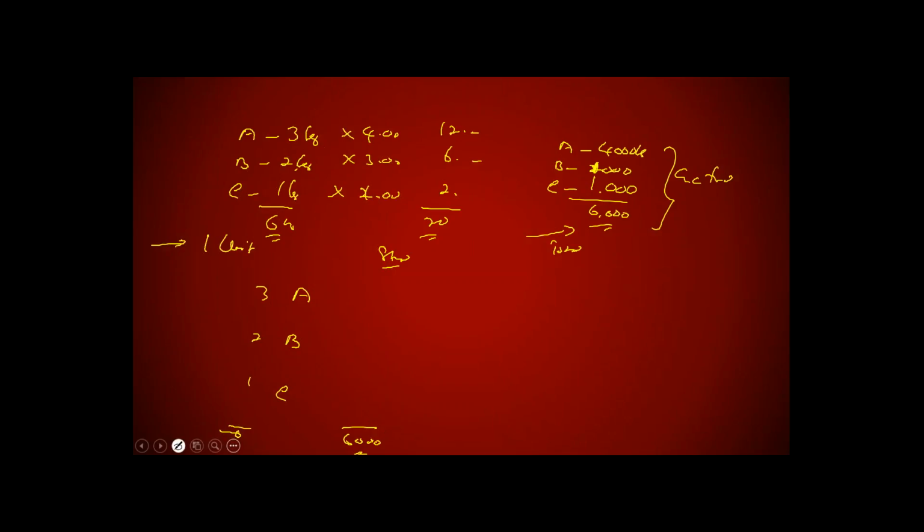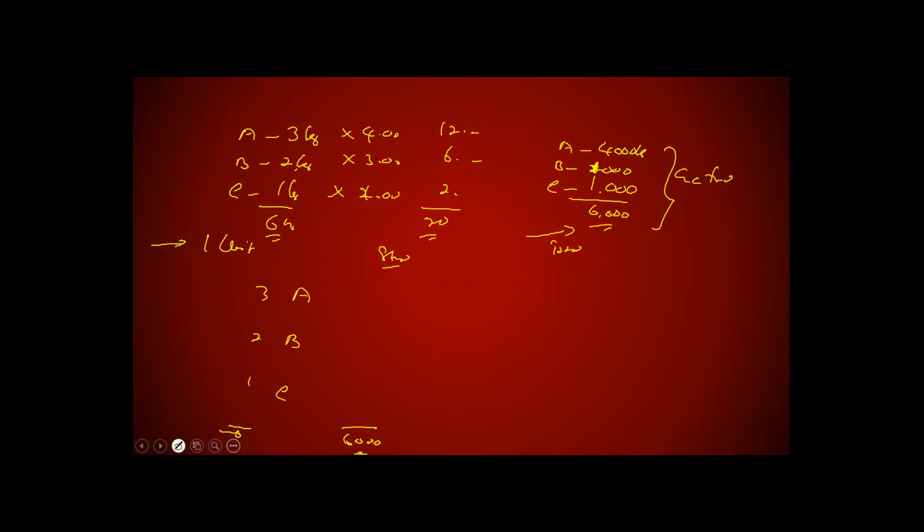If you put 6, you need 3 kilograms of A. If you are putting 6,000, how many kilograms of A will you require? For every 6 kilograms of total input, you need 3 kilograms of A. That means 50% should be A. 3:2:1 is the ratio. So if you are putting 6,000, how much of A should be there in that mix?